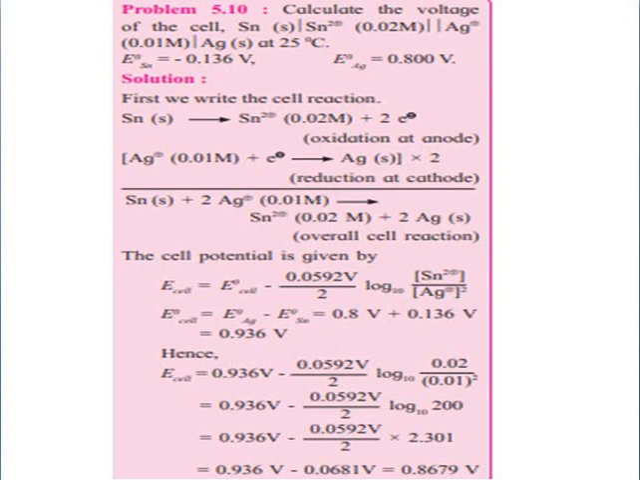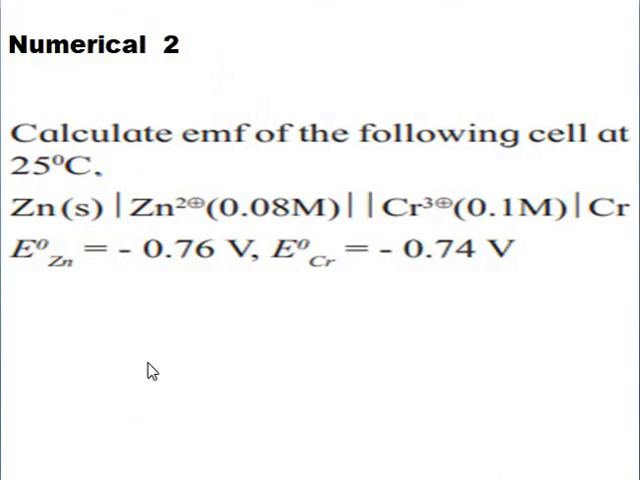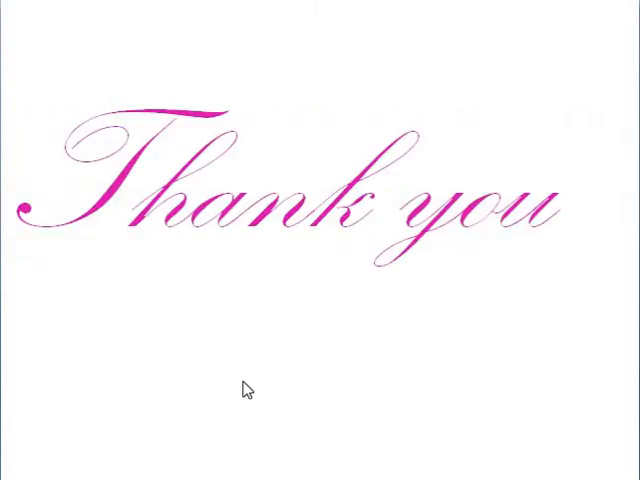Similarly, you can use the cell notations to write the redox reactions, that is, the reduction and oxidation for these two electrodes, and substitute these values in the Nernst equation and find out the final answer.